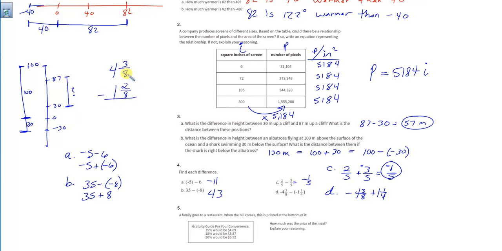Now I can subtract. 3 minus 2 is 1, and 4 minus 1 is 3. And if I look at my signs, the negatives win. So the answer here would be negative 3 1/8. And that takes care of number 3 and all of the questions on number 4 for lesson 6.